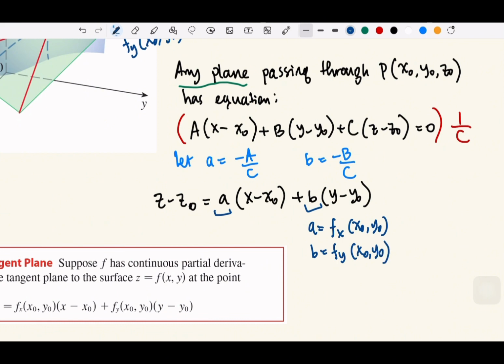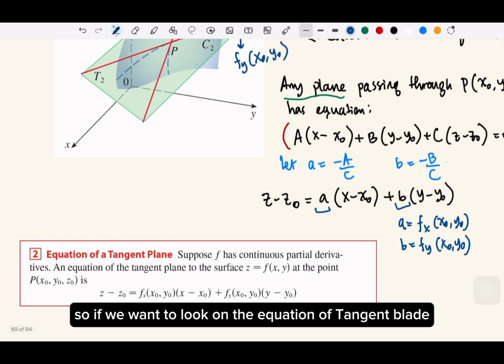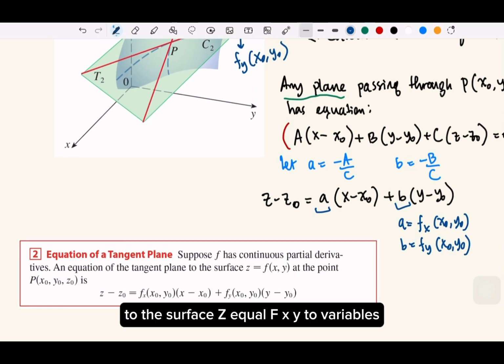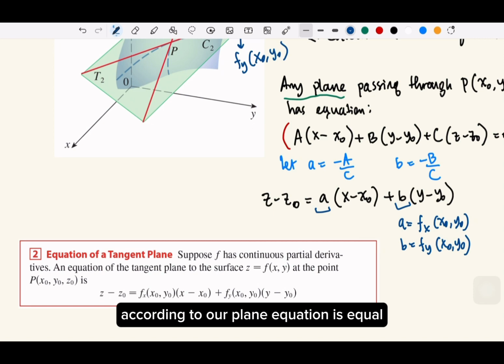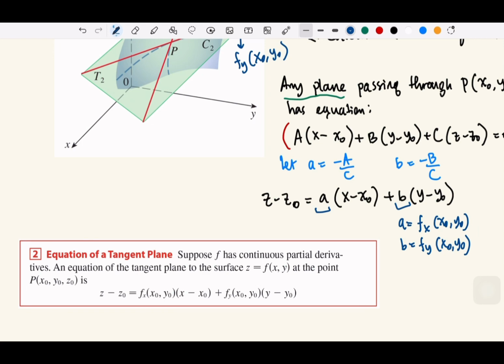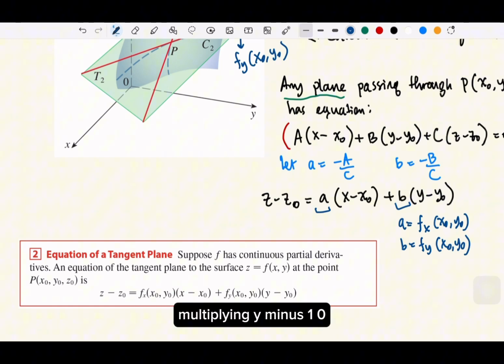Okay. So if we want to look at the equation of the tangent plane to the surface z equals f of x, y, two variables, at this point P, this means that z minus z0, according to our plane equation, is equal to the partial x at this point, multiplied by x minus x0, plus the partial y at this point, multiplied by y minus y0.